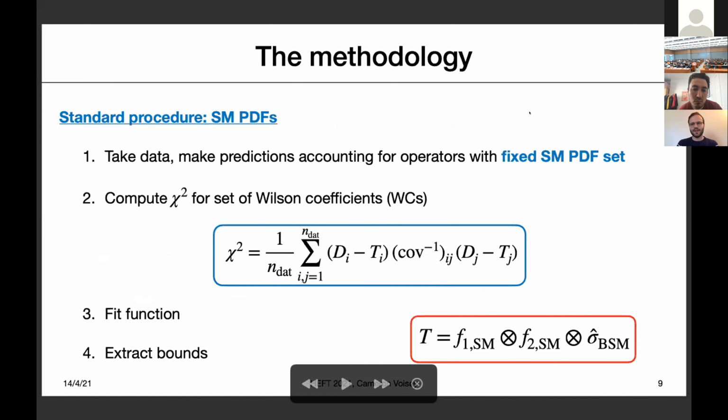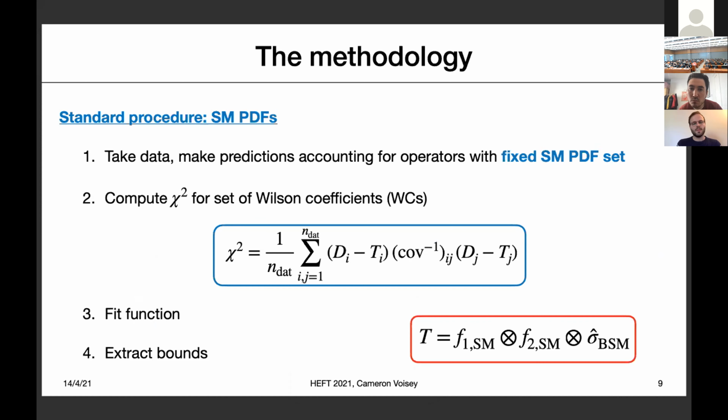Okay, now we have our process and the models. I want to talk a bit about the methodology that we're going to use to look at the interplay between PDFs and the SMEFT. So first of all, just to go over what you might typically do, looking at the standard model PDF case. What you would do to extract, say, some bounds, some constraints on your EFT parameters, is you take a set of data, make the predictions for these data, and you use a fixed PDF set.